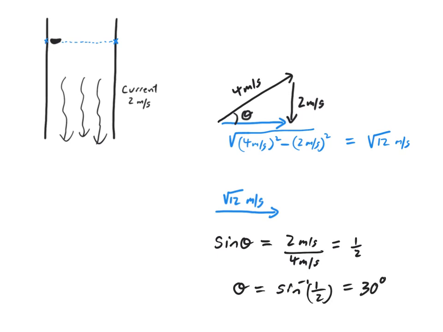So if we aim our boat at a 30-degree angle upstream, then as the current causes it to travel southwards, the net result is that we'll end up going straight across.